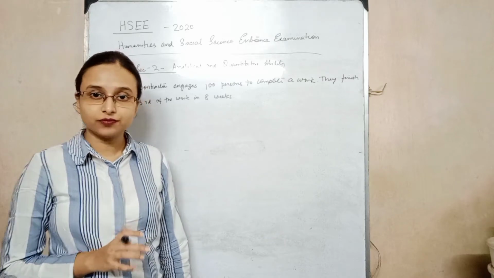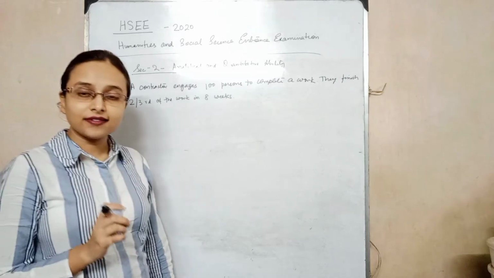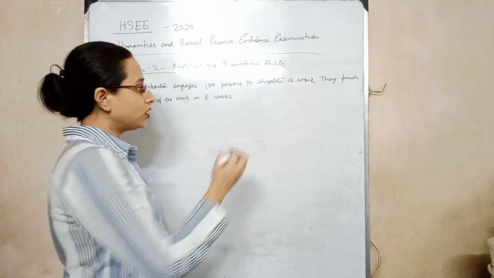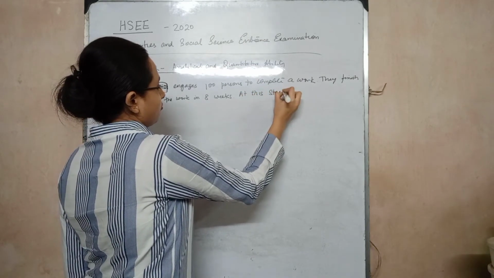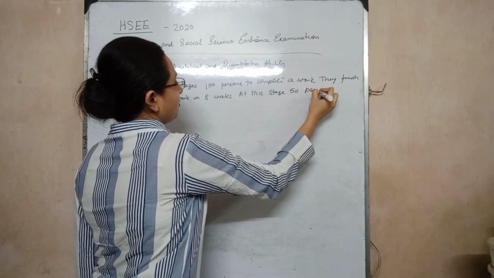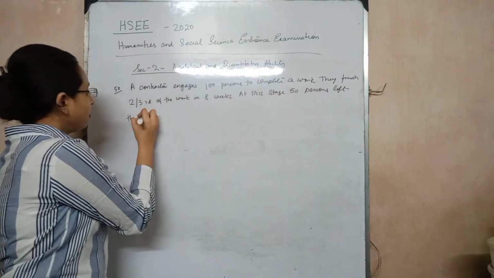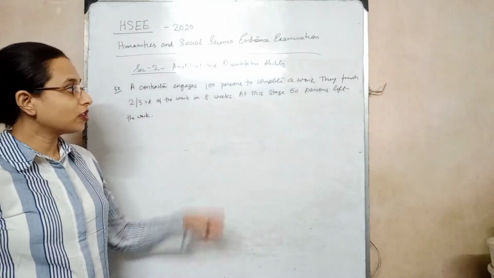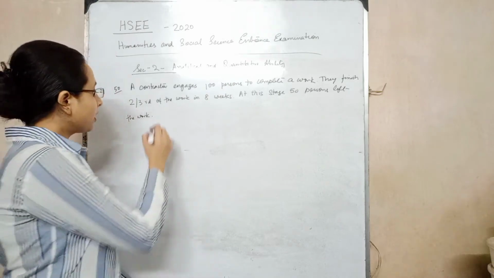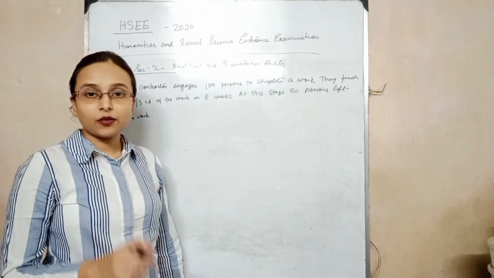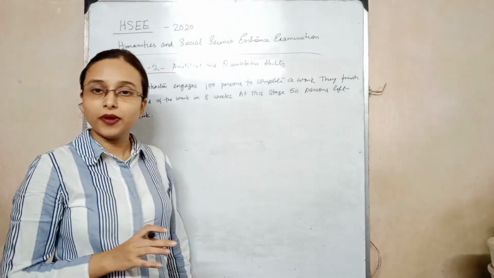Okay, so how many people? That was 100 people. Now, at this stage, 50% left the work. So the number of people is reduced from 100 to 50. Now comes the question: how much time will be required for the rest of the work to be completed?